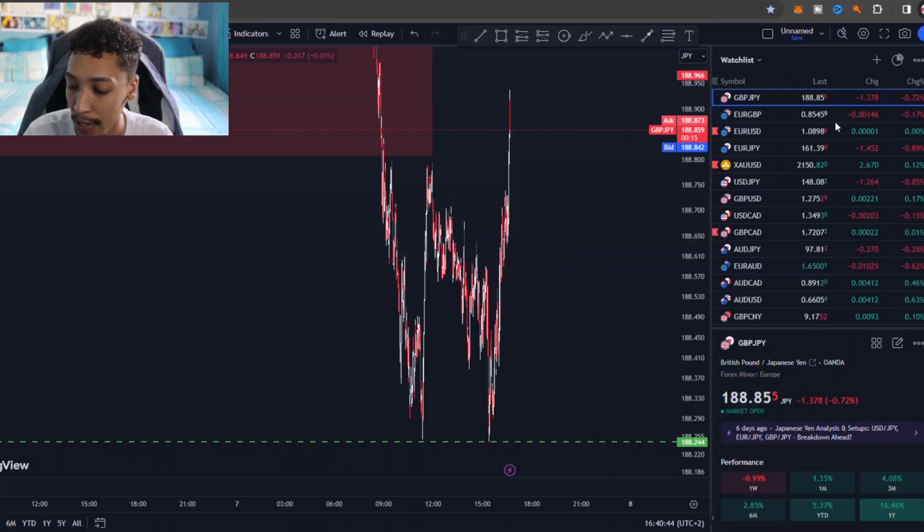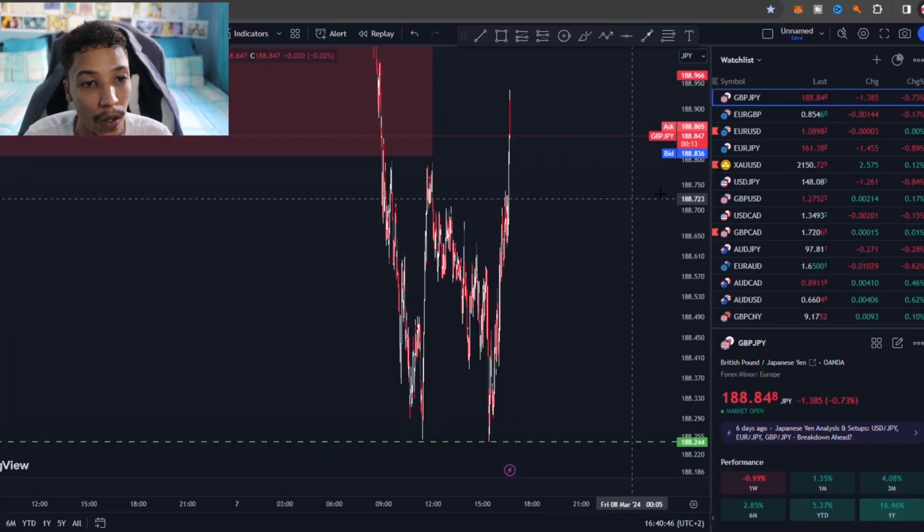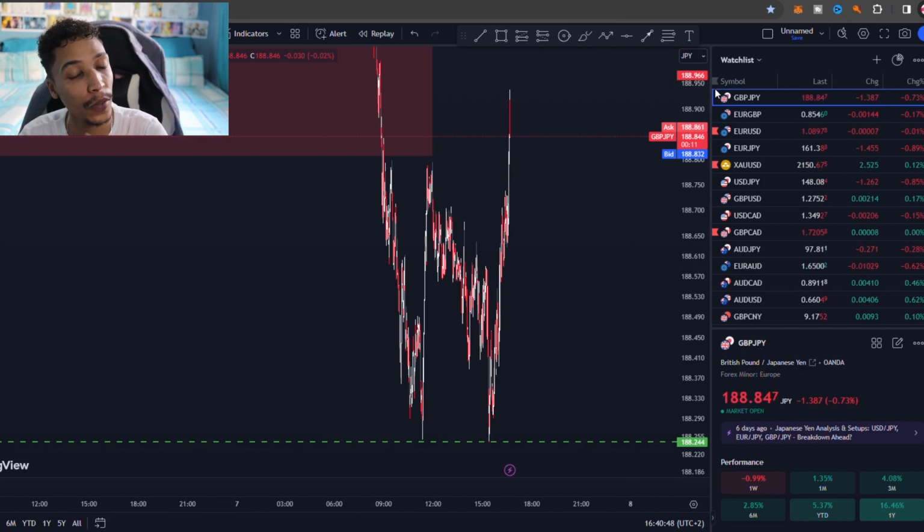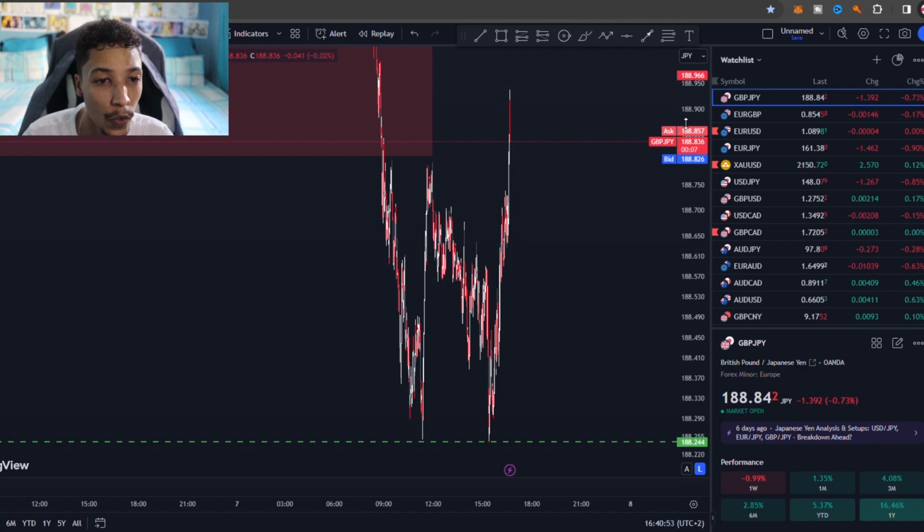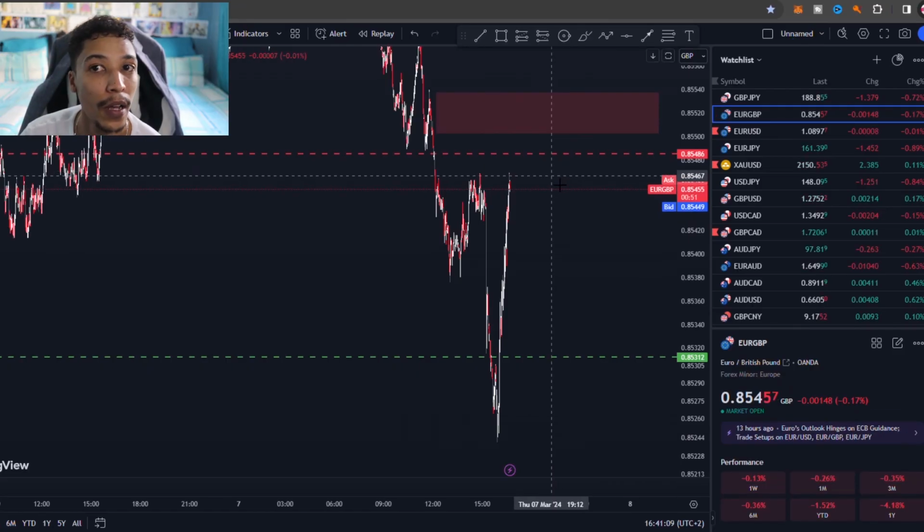Last time we traded on the one pair. This time we'll be trading on 4 different pairs. The pairs that I will be trading with are the pound JPY, euro pound, the euro USD, and the euro JPY. Now then, our first pair that we'll be looking at is the euro to the pound.